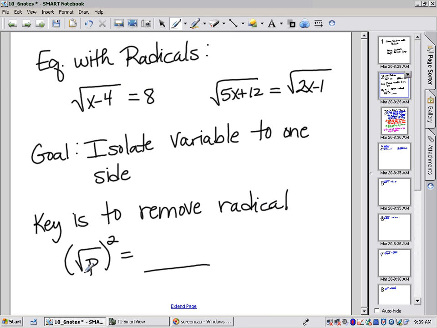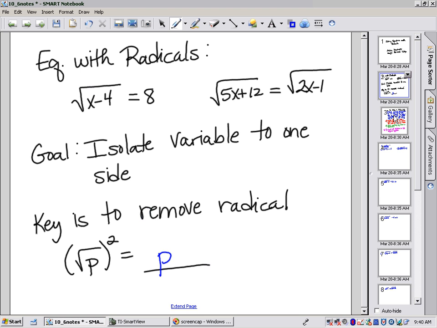And do you remember we talked about this property in an earlier section? If we square the square root of p, where the square root of p is defined as a real number, do you remember what happens to that? Yeah, squaring the square root just removes the radical sign, and we get what is inside. And so that's going to be our key to solving these radical equations, that is to square the radical. And then you have to remember the rule that what you do to one side, you have to do to the other side of the equation.